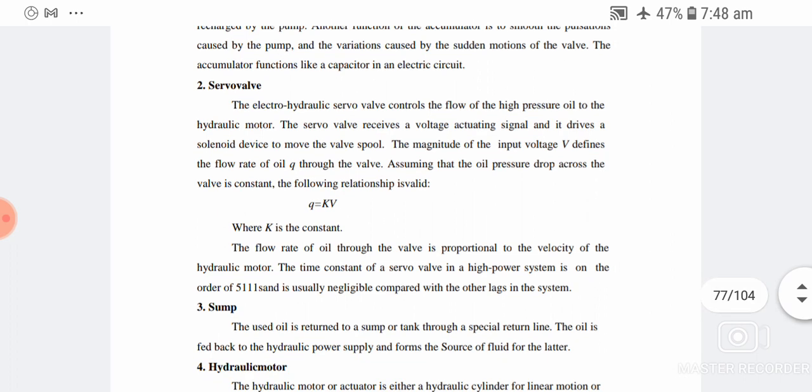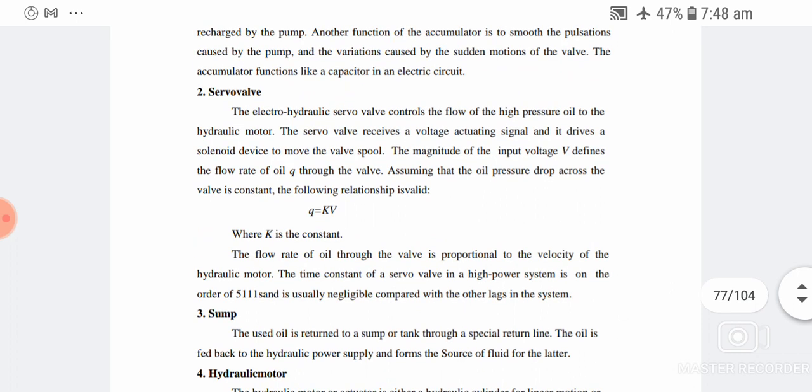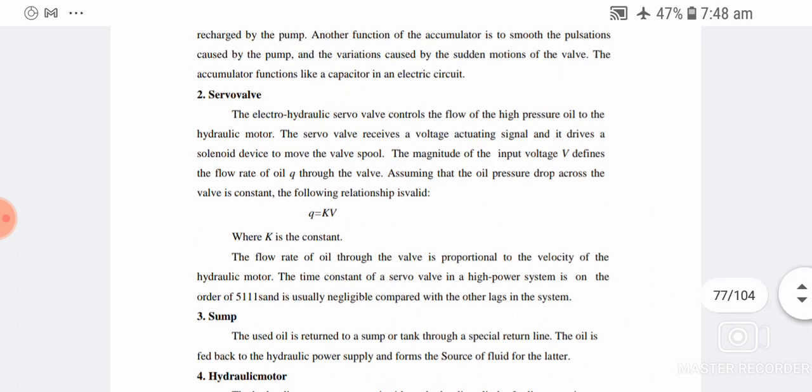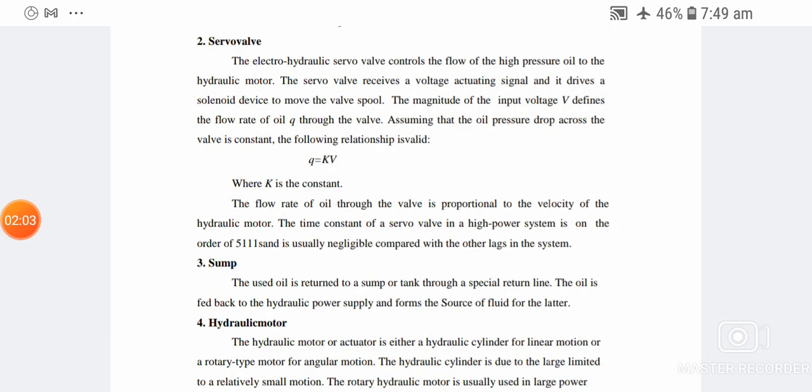Servo valves. The electronic servo valve controls the flow of high pressure oil to the hydraulic motor. The servo valve receives a voltage activating signal. It drives the solenoid device to move the valve spool.